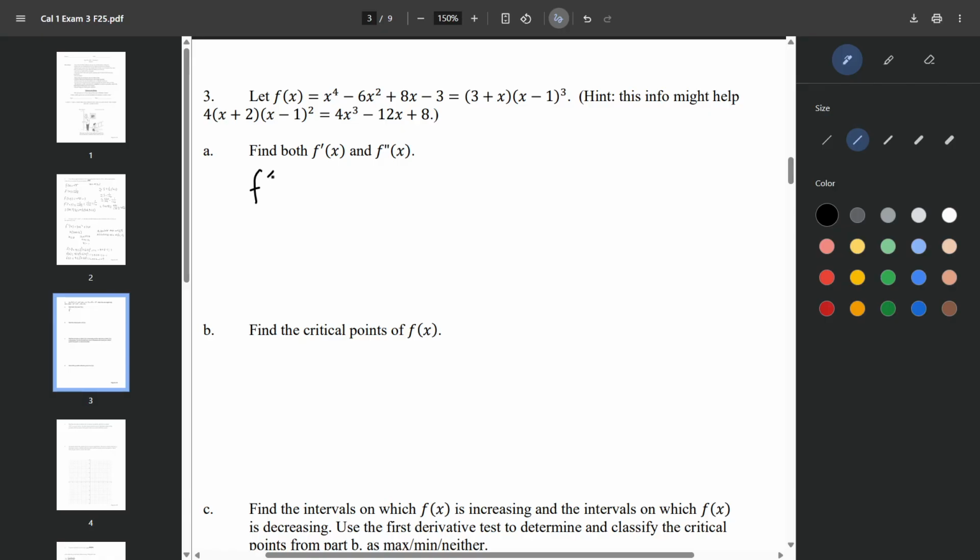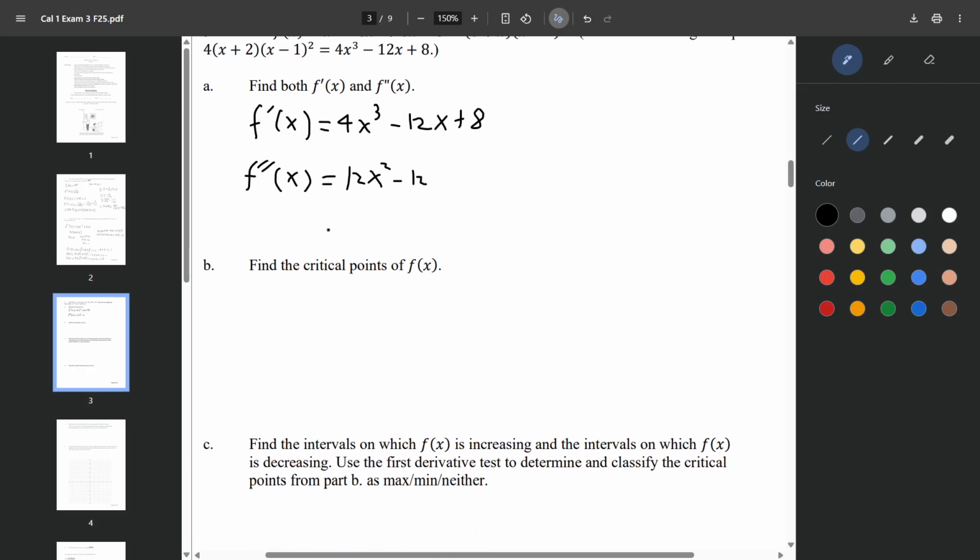So, f prime of x is the derivative of f of x, which is going to be 4x cubed minus 12x plus 8. And f double prime of x is the derivative of f prime of x, so it'll be 12x squared minus 12. And that is all for part A.